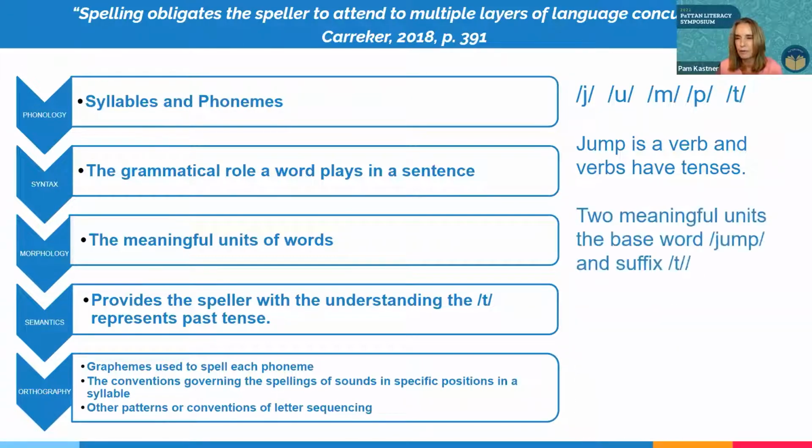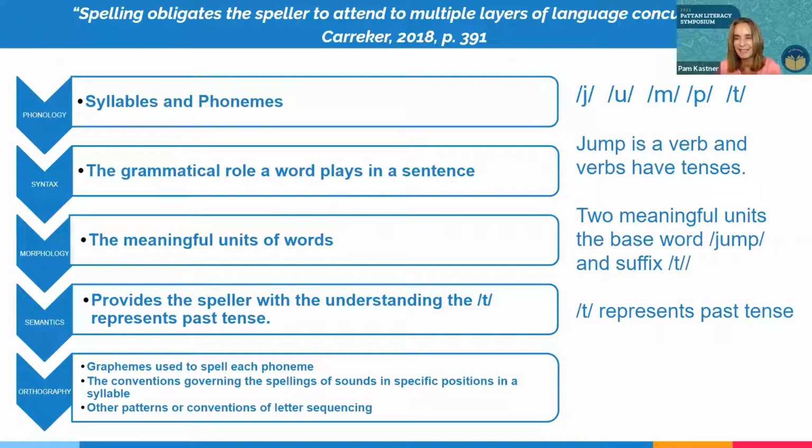We need to look at this word through morphology, which has 2 morphemes, the base word jump and the suffix ed that's pronounced t. So we have 2 meaningful parts as well. And of course, we need to be aware of the past tense of that t sound with that stable morpheme spelling of ed. So when we are teaching spelling, we are also teaching it through these layers of language. We're teaching the phonology, we're teaching the part of speech for this word, we're teaching the morphemes, we're teaching the tenses and how they're represented.